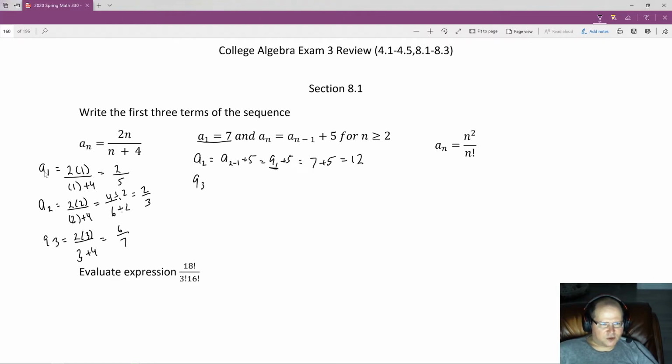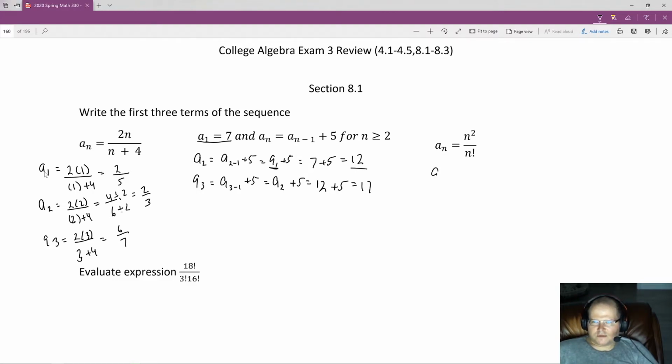Next, we're looking for the third one in the sequence. So wherever there's an n, we plug in a 3. So it's a subscript 3 minus 1 plus 5. 3 minus 1 is 2, plus 5. And we know the second one of the sequence is a 12 because we just solved for it. 12 plus 5 is 17.